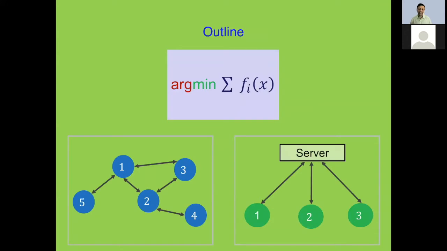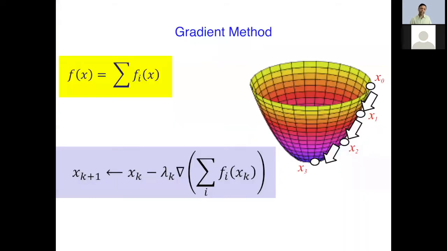The context for this particular tutorial is cost functions that have this particular form: sigma fi of x, where i is the index of an agent. The summation is over all the agents in the system, and we're trying to find the x value that minimizes this global cost function. So fi of x is the local cost function of one of the agents. And as I mentioned in the previous lecture, we will look at two architectures to solve this problem distributedly. One is a peer-to-peer architecture shown on the left, and the other is a server-based architecture shown on the right.